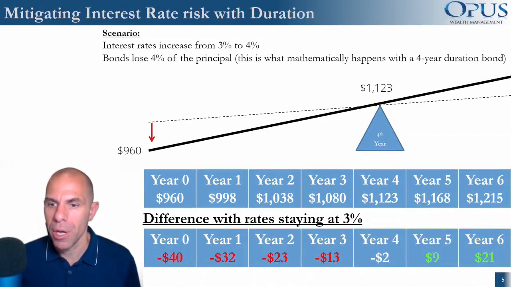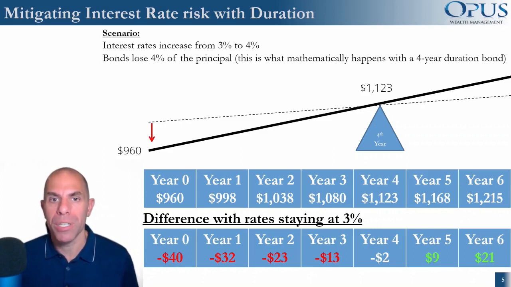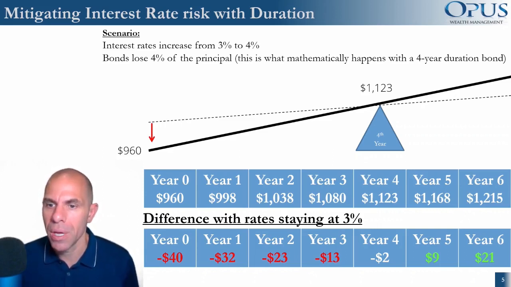Okay, now let's explore what happens if rates increase on us. So the scenario I'm going to paint is rates go up 1% from 3 to 4%. Now, by definition, duration is an estimate of the loss given a 1% move in rates. So my fund had a 4-year duration. So if rates go up, I would expect my fund to lose 4%. And those estimates are pretty exact. And so what I'm representing here is I have a $1,000 bond fund. Rates go up by 1%, I lose 4%. So my bond fund is now worth $960.